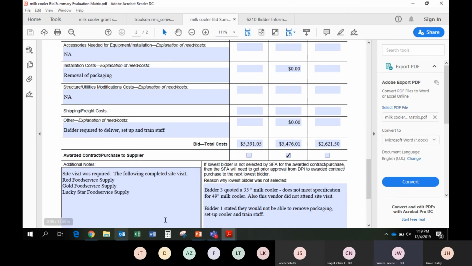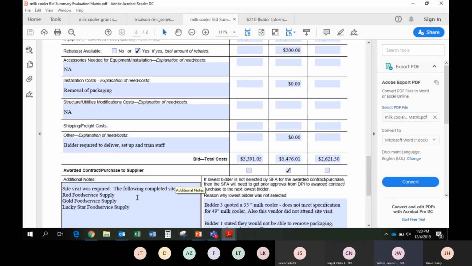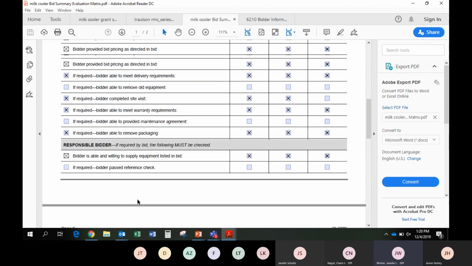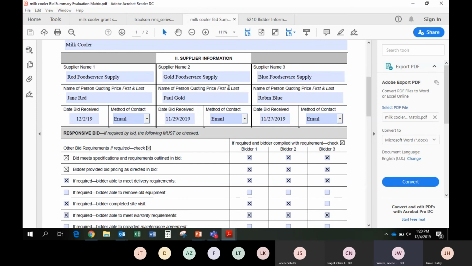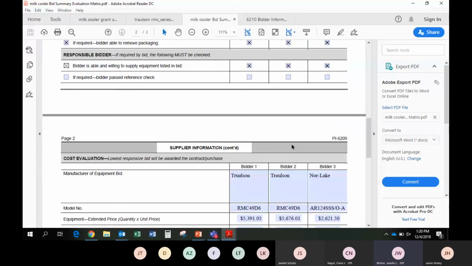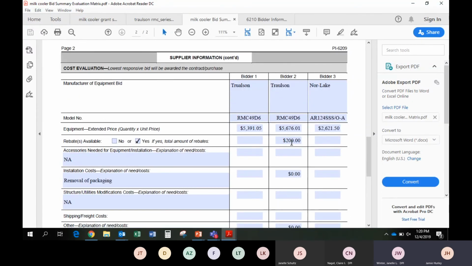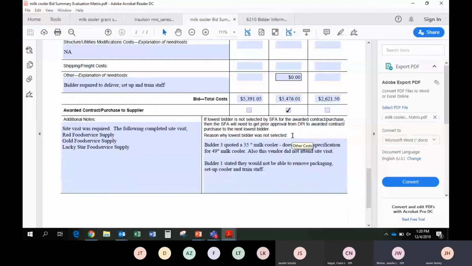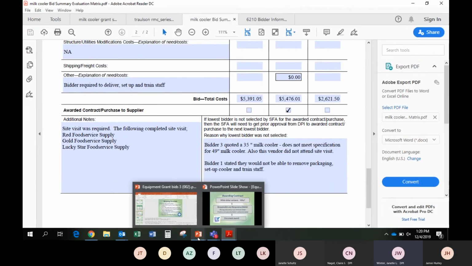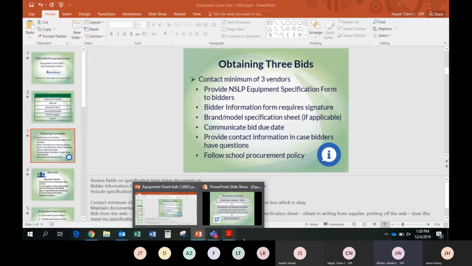And then I also noted over here in additional notes that a site visit was required. The following completed the site visit: Red Food Service, Gold, and Lucky Star. But actually Lucky Star never bid, if you look up on top. So maybe they determined that they were not able to meet our needs and did not submit a bid. Blue Food Service did supply a bid, but they did not quote the proper piece of equipment. Lots of details, and the details will help you ensure that you will receive the equipment that best meets your needs.